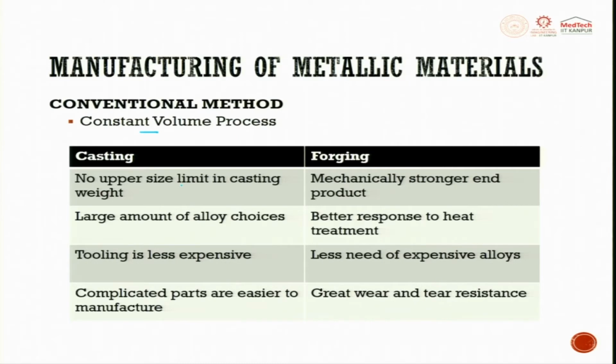When we go to forging, here we use mechanical force, either compressive force or shear force, to remove or cut material and give the shape we want. These products have better performance compared to casting. Better response to heat treatment comes from forging, and there is less need of expensive alloys. The tooling is less, and once you make one tool, you can use it for multiple things. Greater wear and tear resistant parts can be made through the forging process.